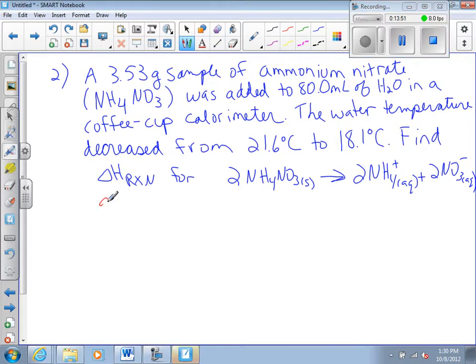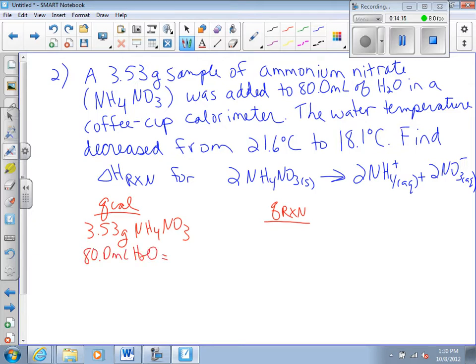So we're going to separate this out into the calorimeter and the reaction. Calorimeter, what do we know? We know that in the calorimeter we have 3.53 grams of NH4NO3, and we also have 80.0 milliliters of water. You have to remember that water has a density of 1 gram per mil, so that's going to be 80 grams of water.